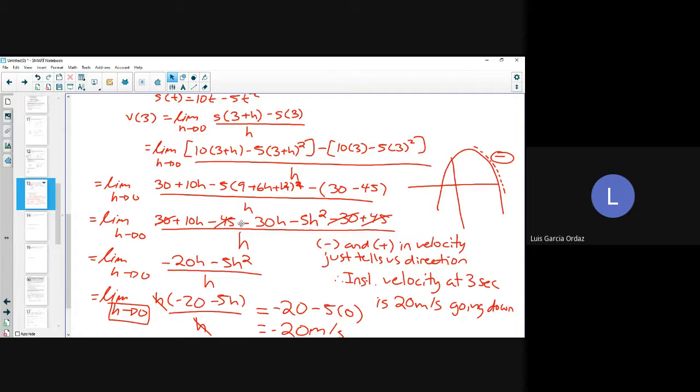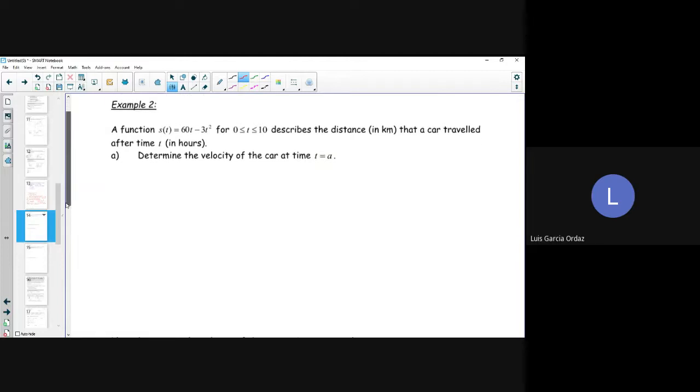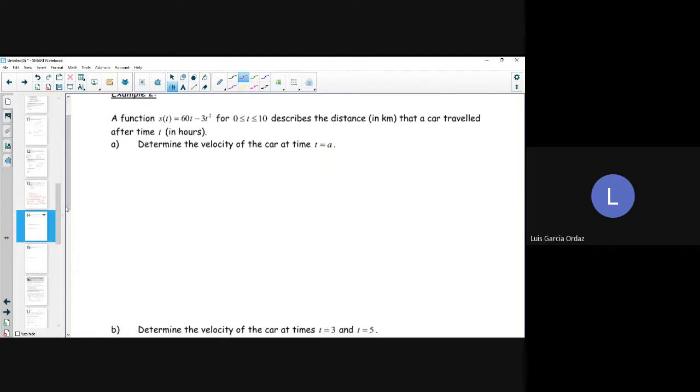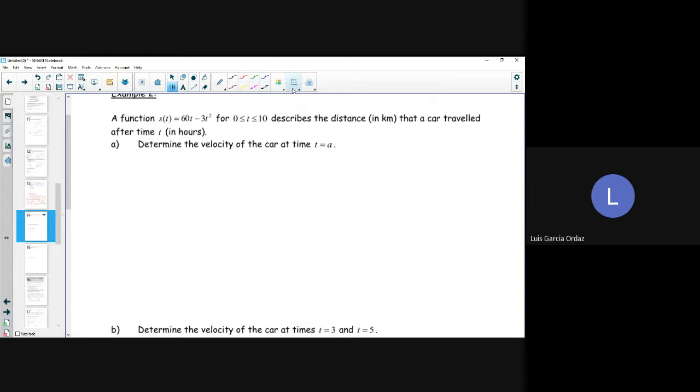So what comes next is more examples. So this time we have a function s(t) is equal to 60t minus 3t squared, where t is between 0 and 10, which describes the distance in kilometers that a car has traveled after time t in hours. So I want to determine the velocity of the car where t is equal to a.